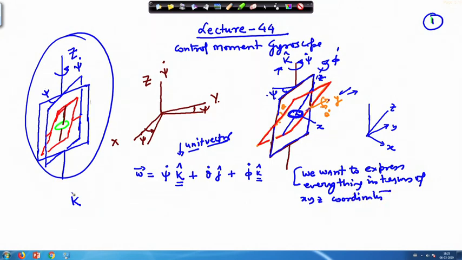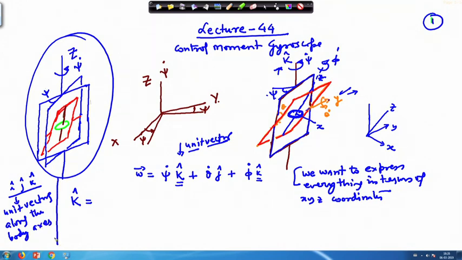So, this capital K I need to convert in terms of small i, small j, small k. So, these are the unit vectors along the body axis. So, this capital K then we can write as you can see from this place.